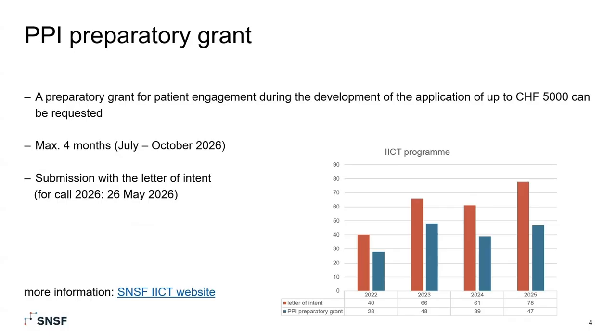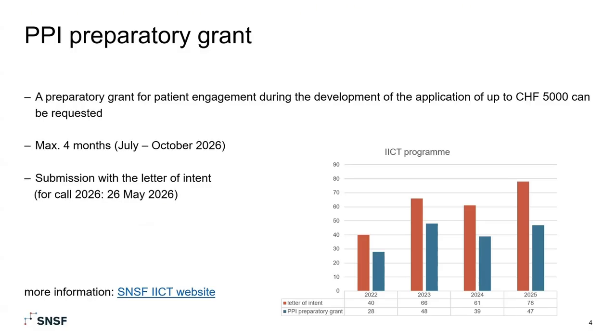The PPI preparatory grant needs to be submitted together with the letter of intent, but they are two separate applications on our platform. The deadline for the letter of intent and the PPI preparatory grant for the call 2026 is May 26th.